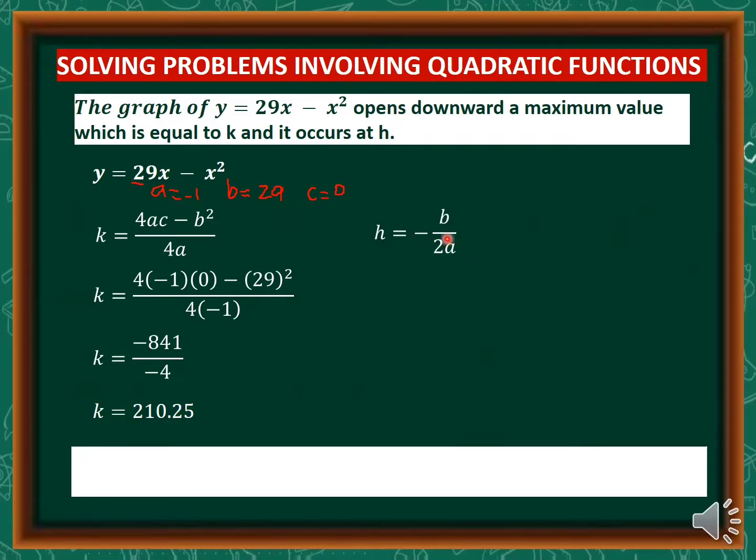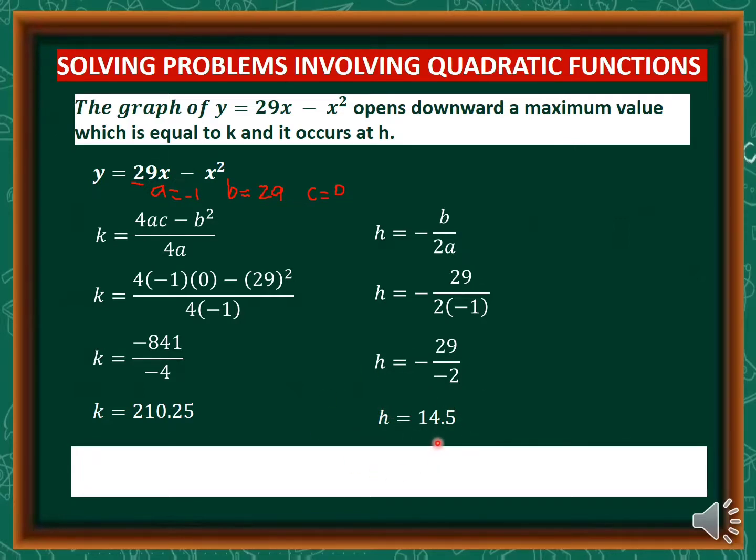That is by finding the value of H. H is equal to negative B over 2A. So, substitute lang natin yung value. So, 29, 2 times negative 1, that is negative 2. Negative 29 divided by negative 2, that is positive na. No? 29 divided by 2, that is 14.5. Ibig sabihin, it occurs pala at 14.5.